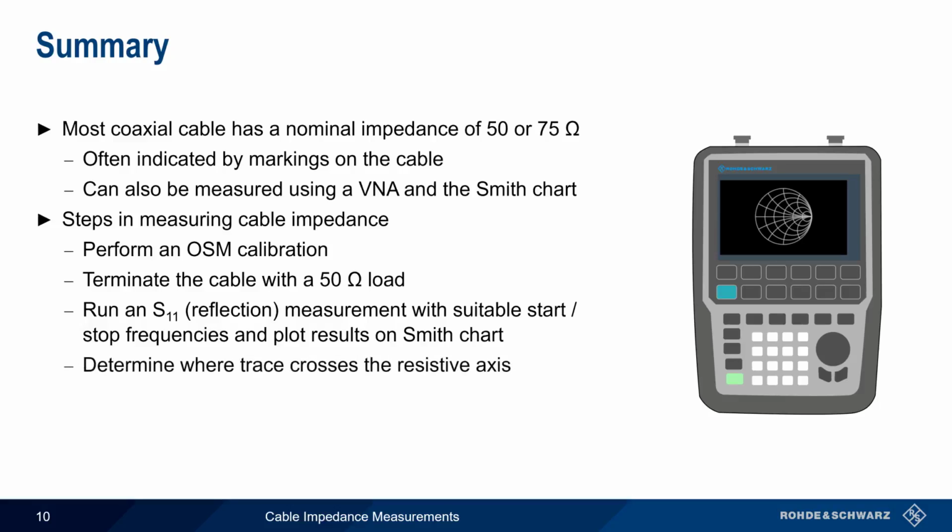Otherwise, use a marker to determine the point at which this trace crosses the resistive axis. And finally, use this equation to calculate the characteristic impedance Z sub 0 using the measured value of Z sub in and the known load impedance value Z sub L. Although we've used coaxial cable in this presentation, a similar methodology can be used for some other types of cables as well. This concludes our presentation, Understanding VNAs: Cable Impedance Measurements.